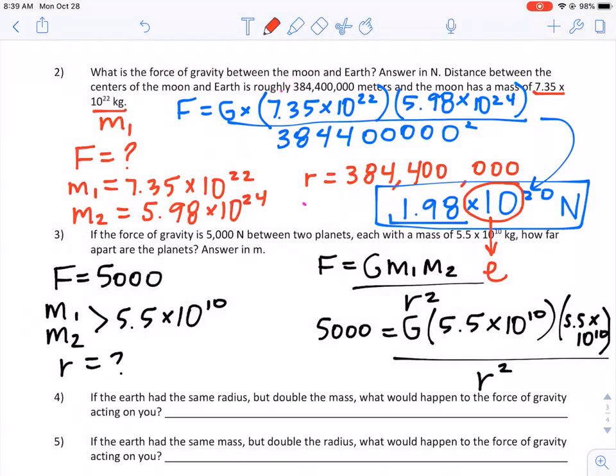So your setup should be like this. Both masses are the same here, but we're solving for R. So we need to, and this looks like a mess, multiply both sides by R squared. That will get our R out of the bottom. So if I multiply this side by R squared, they cancel out. Whatever I do on one side, I have to do on the other.